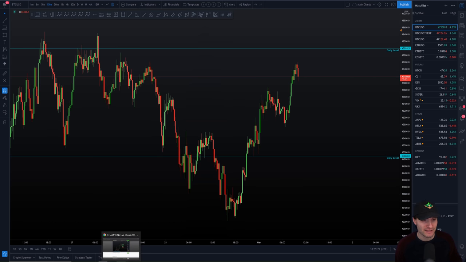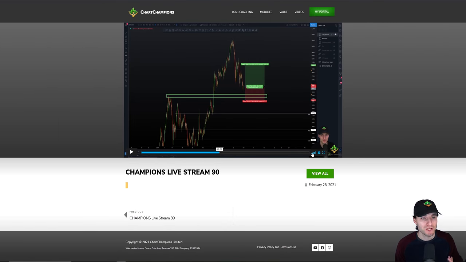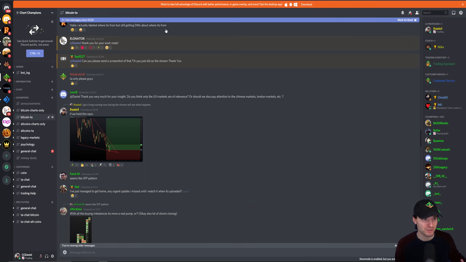basically what I was looking at in last night's Champions live stream. I was going over this long position while we were down at the lows yesterday and explaining why this is a really important support, where the invalidation and stop loss will go on this long position and where the target is on this long. This was the exact setup that I was going through in last night's Champions live stream. Okay, this is the post that after that ends.